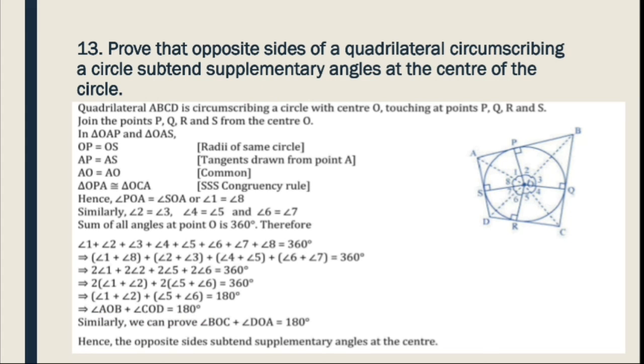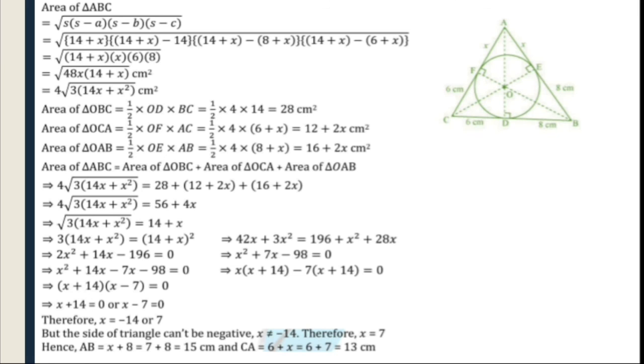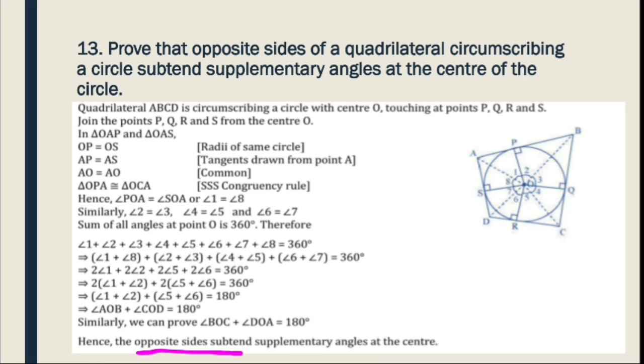Similarly, you can prove for these two angles, angle AOD and angle BOC. Similarly, you can prove that their sum will be 180 degrees. Hence, the opposite sides subtend supplementary angles at the center. Okay. In this way, you have to solve this question number 13.